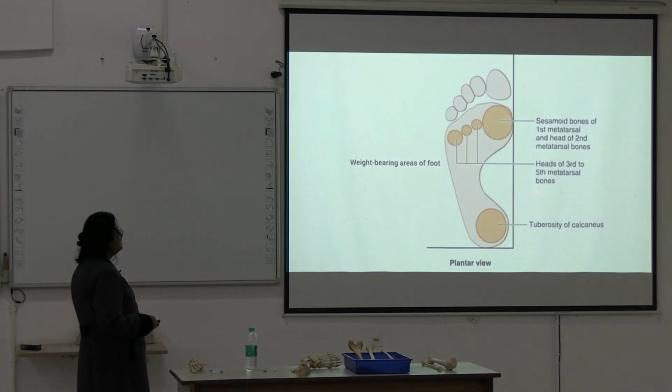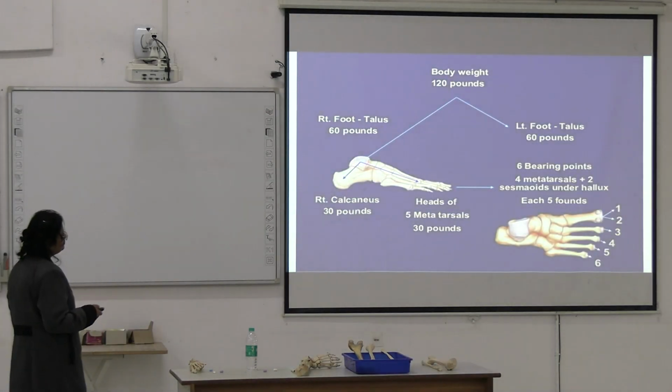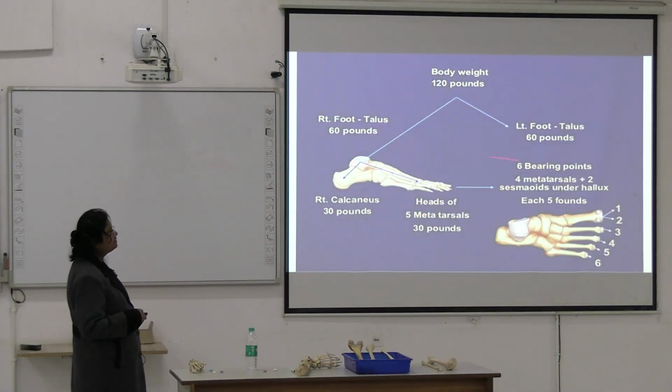Next, this is tuberosity of the calcaneum. This is sesamoid bones of first metatarsal and head of second metatarsal, and these are the heads of third, fourth and fifth metatarsal bones. So, here weight is transmitted. Next, so this is the distribution of weight.